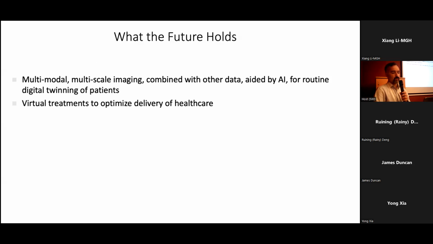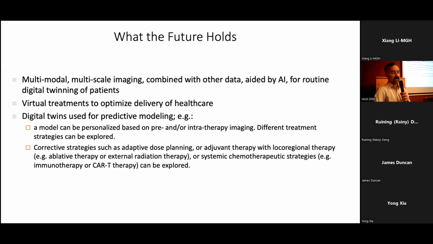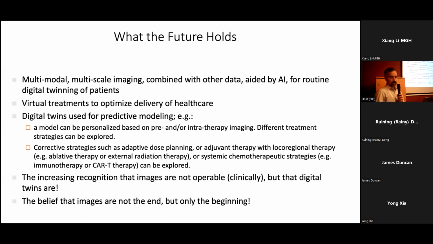We're going to see virtual treatments to optimize delivery of healthcare. Digital twins are going to be used for predictive modeling. For example, a model can be personalized based on pre or intra-therapy imaging and constantly updated. As I mentioned, a digital twin can age, can change, can be updated, and different treatment strategies can be explored. Corrective strategies on top of the primary treatment, like adaptive dose planning or adjuvant therapy, systemic strategies, etc., can be explored. I think we're going to see, hopefully, increasing recognition that images are not operable clinically, but that digital twins are, and the belief that images are not the end, but only the beginning.